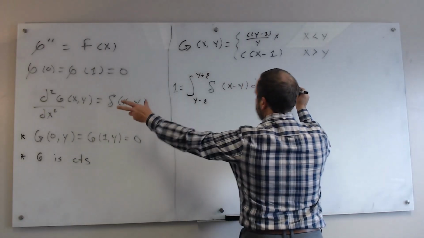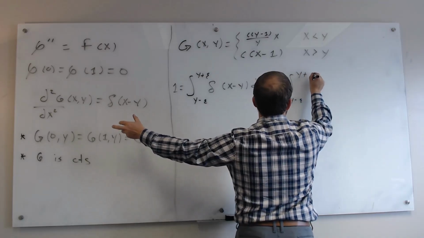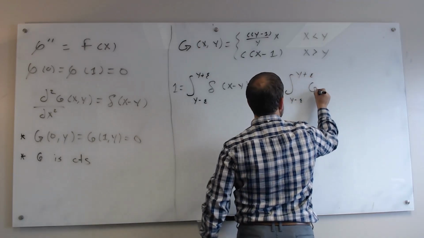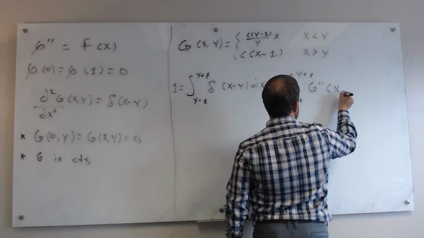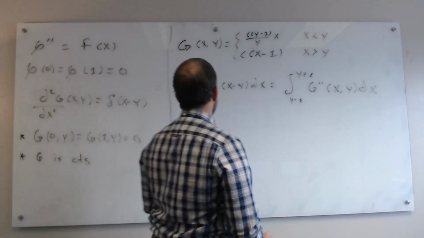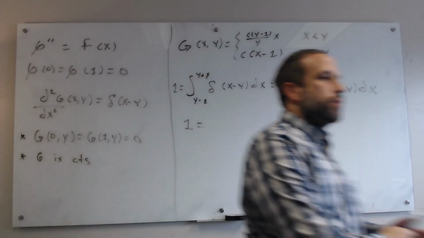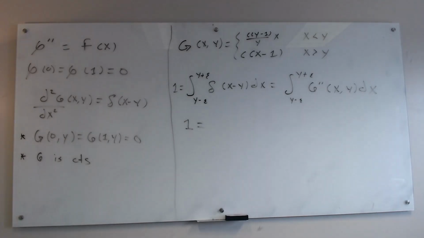And since the Dirac delta function, I've got y minus epsilon to y plus epsilon, the Dirac delta function is equal to g double prime of x, y dx. And so bringing the 1 down, I've got 1 is equal to... Okay, now I can use the fundamental theorem of calculus over there.